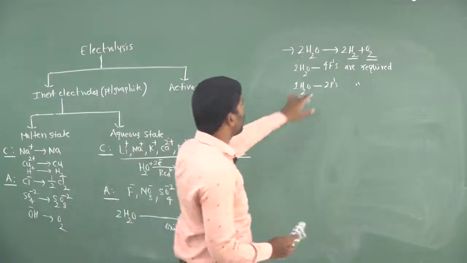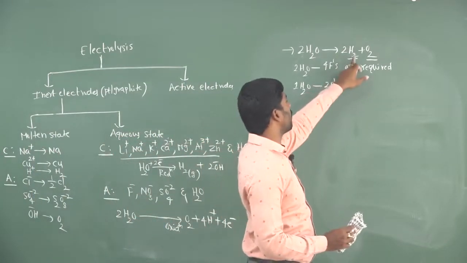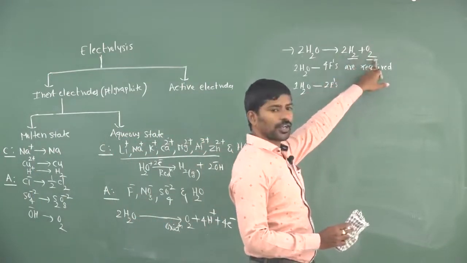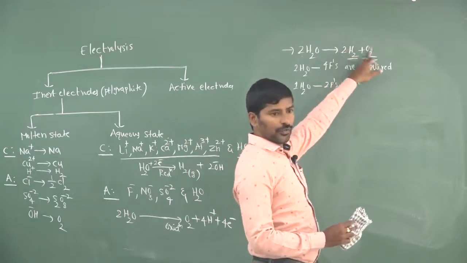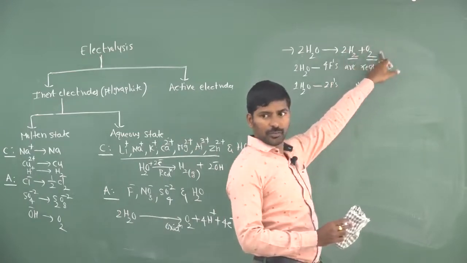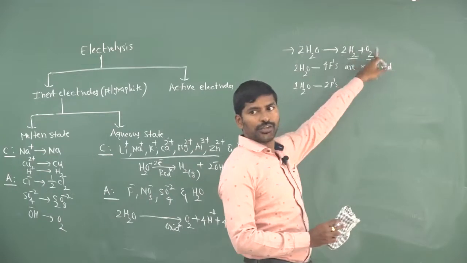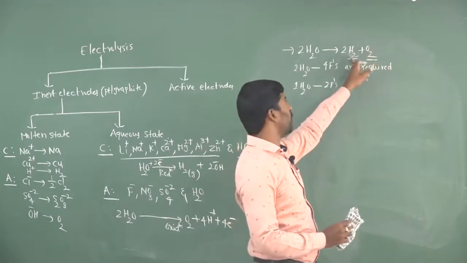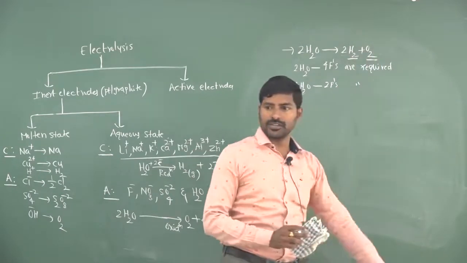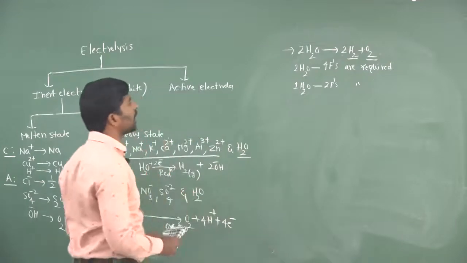The ratio of volumes of hydrogen and oxygen obtained is 2:1, since we get 2 moles of hydrogen gas and 1 mole of oxygen gas. So 2:1 is the ratio of volumes of hydrogen gas and oxygen gas obtained during electrolysis of water.